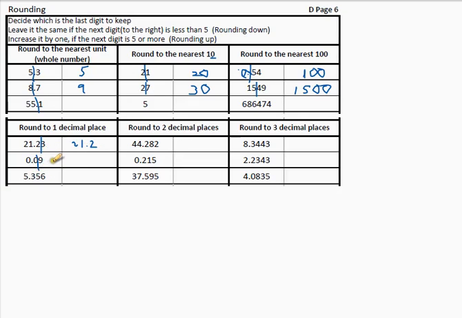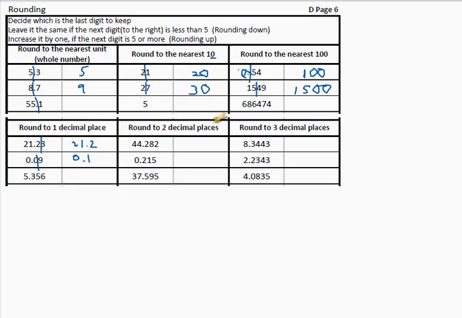Do you want to try this first? Pause the video. Because it's a 9, it makes the one before the line 1 more. So it will become 0.1. And remember that 9 changes into a 0. We don't want to see that 0, because we say round to 1 decimal place. We only want 1 number after the point.